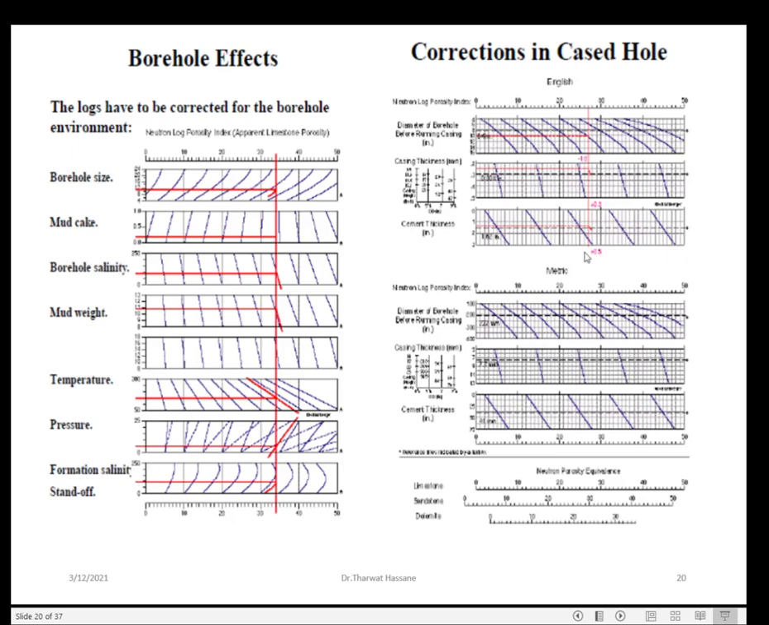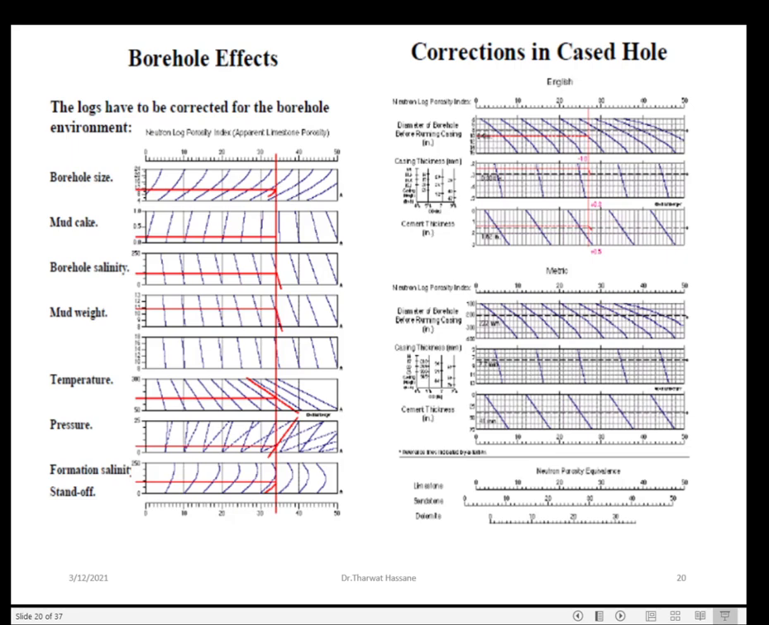Also if you have casing, you have to correct for the casing and the cement value. Some of these corrections are done during acquisition, and some are done in the processing center when doing the analysis. That's why I recommend all petrophysicists, before you do the correction, look at the header coming from the field and the notes the field engineer has made.